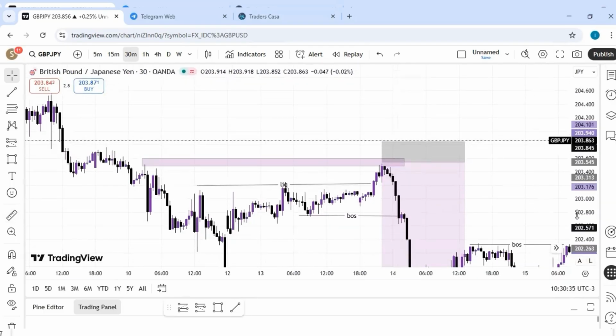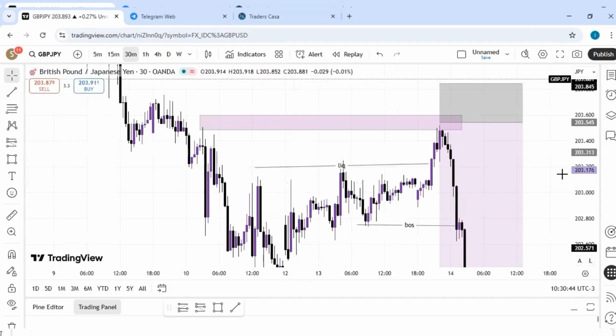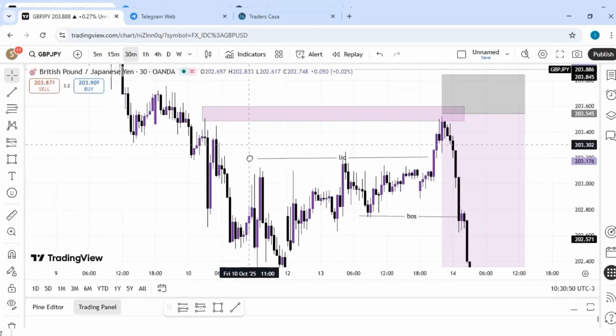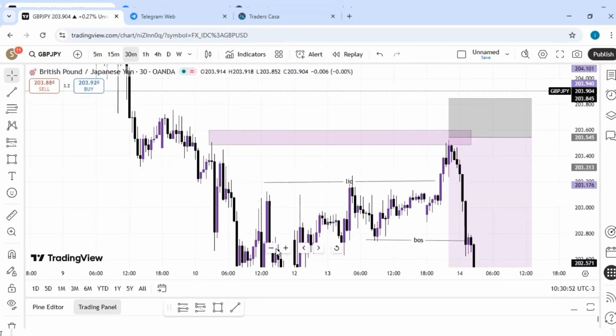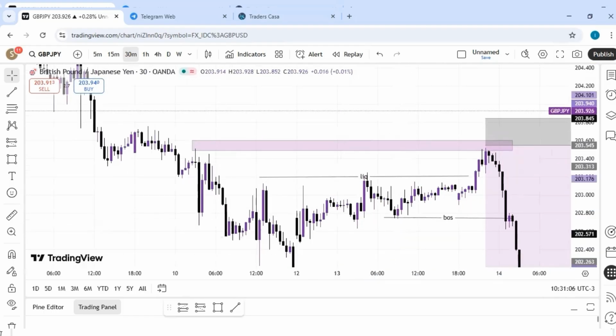Once you now spot out your point of interest, spot out your liquidity, know the directional bias of the market, I think it's a win-win for you because it will be very easy for you to spot your setup. So it's also how to spot your liquidity.